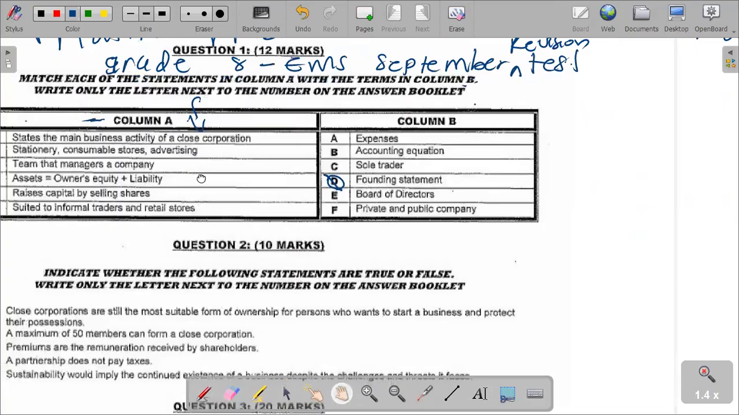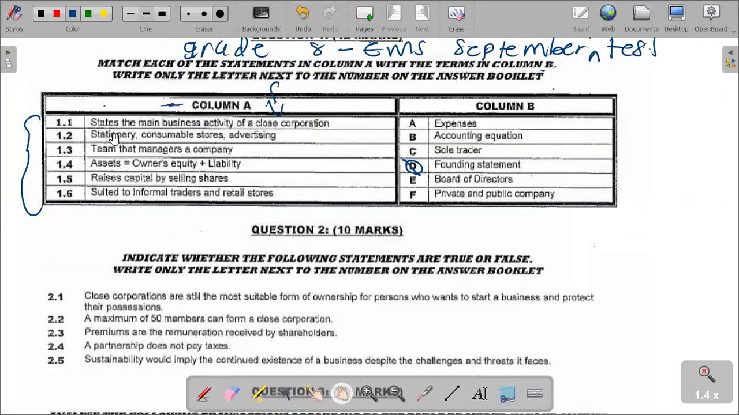And now let's go back to 1.2. What does it say? You're going to need stationery to operate a business. You're going to need consumable stores. You're going to need to advertise your business in order to operate your business. So these are your expenses.